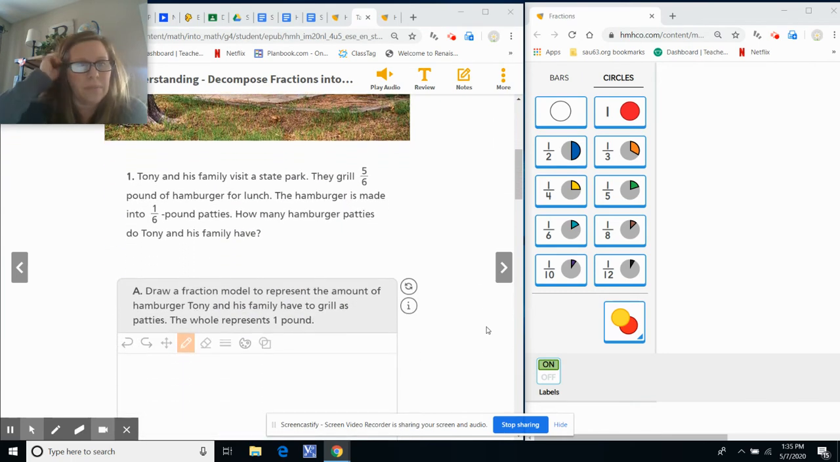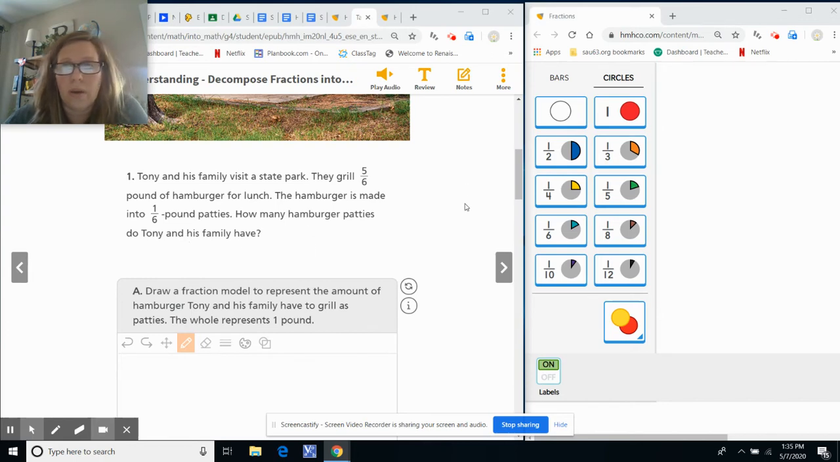It says, Tony and his family visit a state park. They grill 5/6 pounds of hamburger meat for lunch. The hamburger is made into 1/6 pound patties. How many hamburger patties do Tony and his family have?